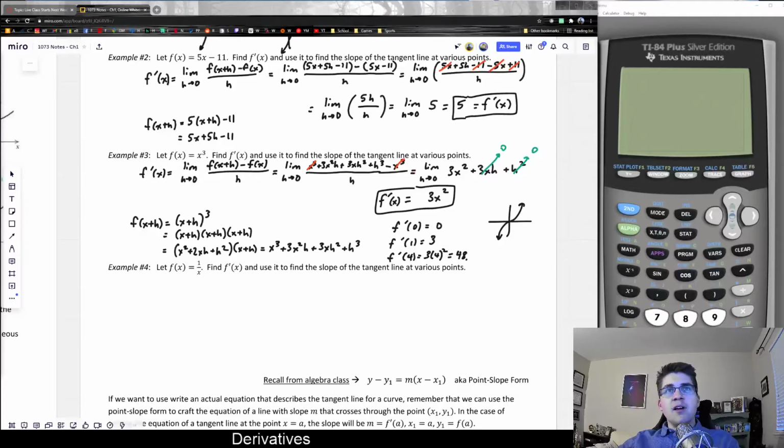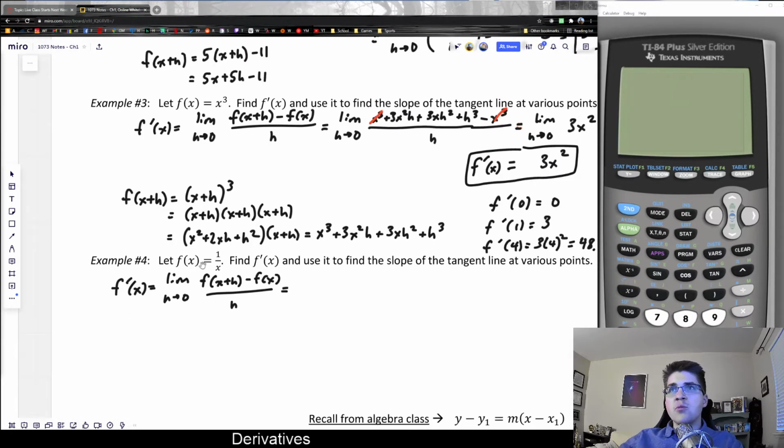Let's do one last example of calculating a derivative by the difference quotient. I'll speed this one up a little bit because I've been pretty detailed in the last two. So again, to find the derivative, we could always start with the limit as h approaches 0 of f of x plus h minus f of x divided by h. And in this case, f of x is the reciprocal function 1 over x.